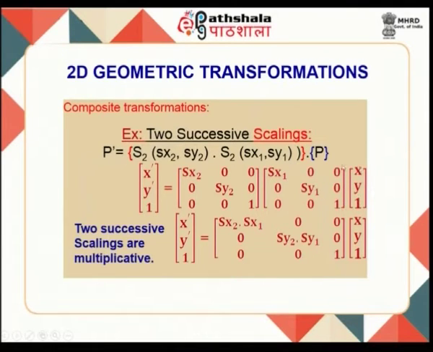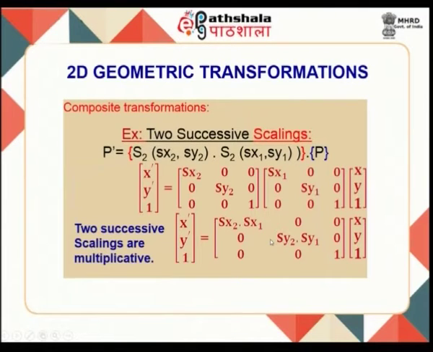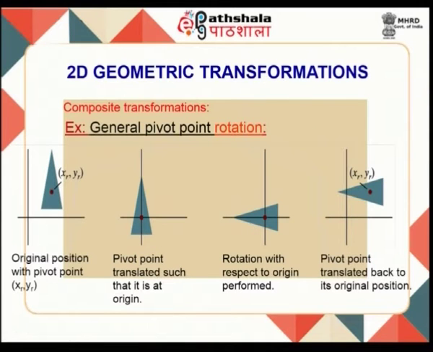So, Sx2 0 0, 0 Sy2 0, 0 0 1, times Sx1 0 0, 0 Sy1 0, 0 0 1, into x y 1. Just keep the point aside and multiply the two transformation matrices. What you get is a composite, but unlike the previous cases, the composite transformation matrix for two successive scaling operations is multiplicative. That means the two scaling factors get multiplied; the scaling values are multiplicative. So, that is about the basic operations we have performed: two successive translations, two successive rotations and two successive scaling operations.